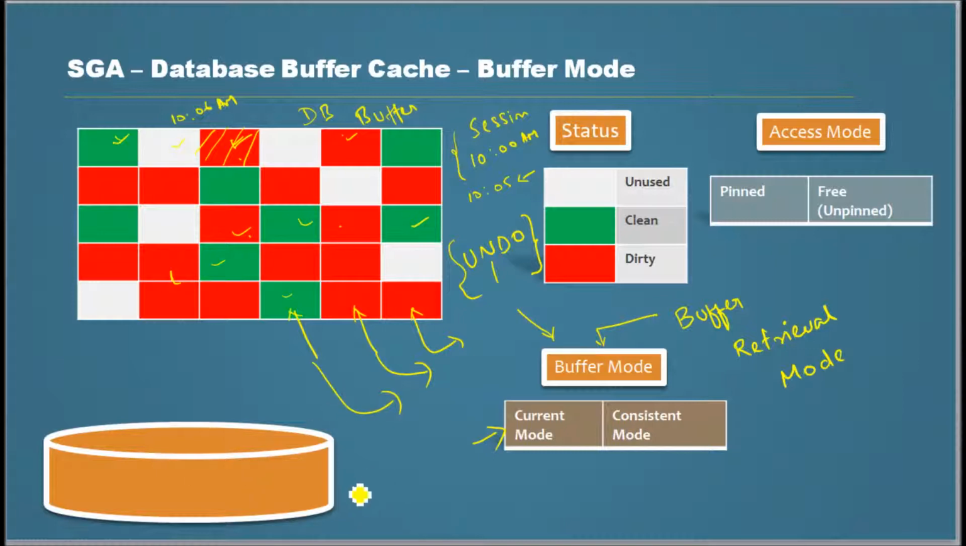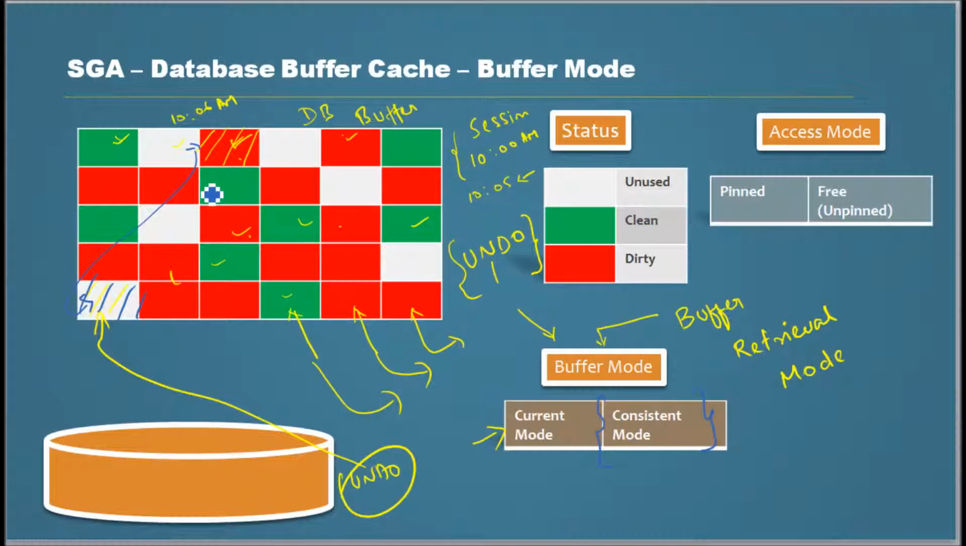Okay, so the data that comes from undo, let's say undo is here somewhere, that goes into a free block. Got it? So whatever it reads, it goes there. Okay, it's written there. So now, instead of reading from here, it goes and reads this. Okay, so what happened here? It had to get the data for consistent mode because it needed consistency, and the data in there is not consistent with what the session wanted.